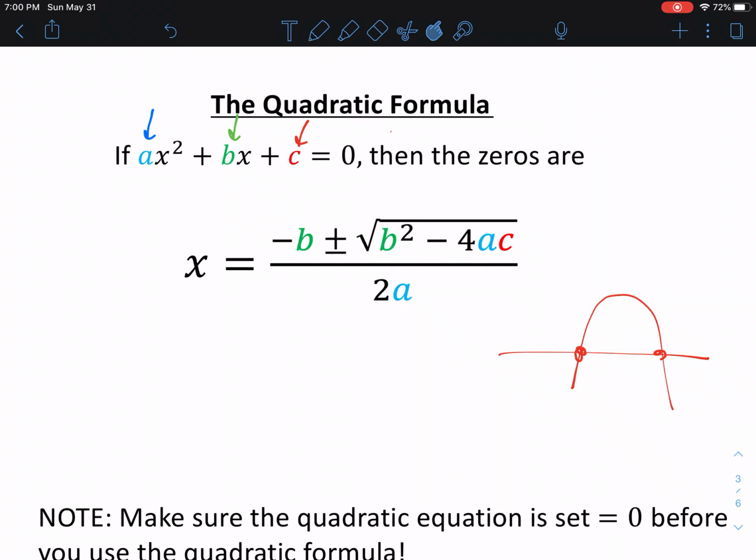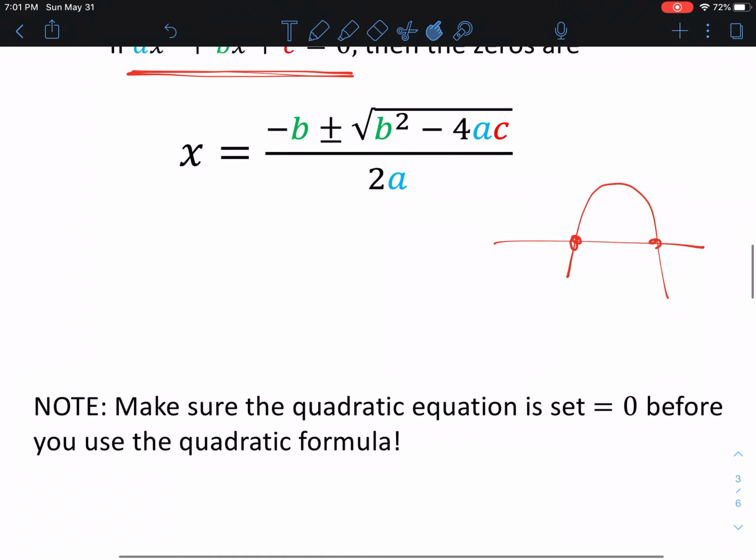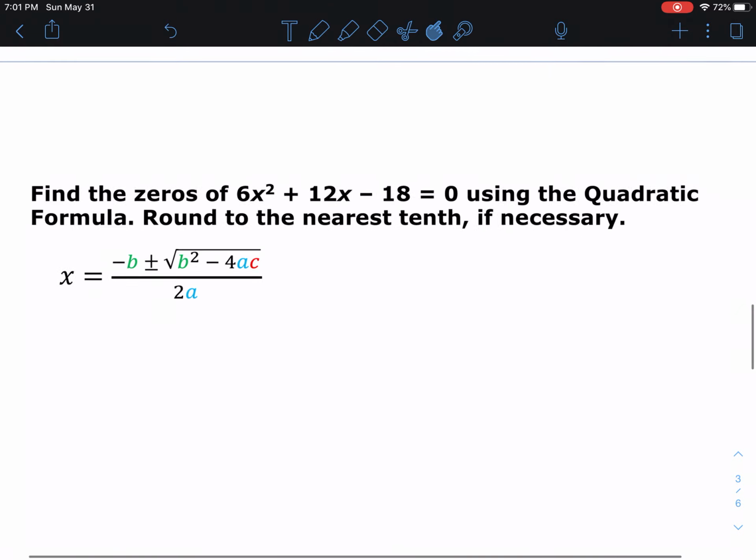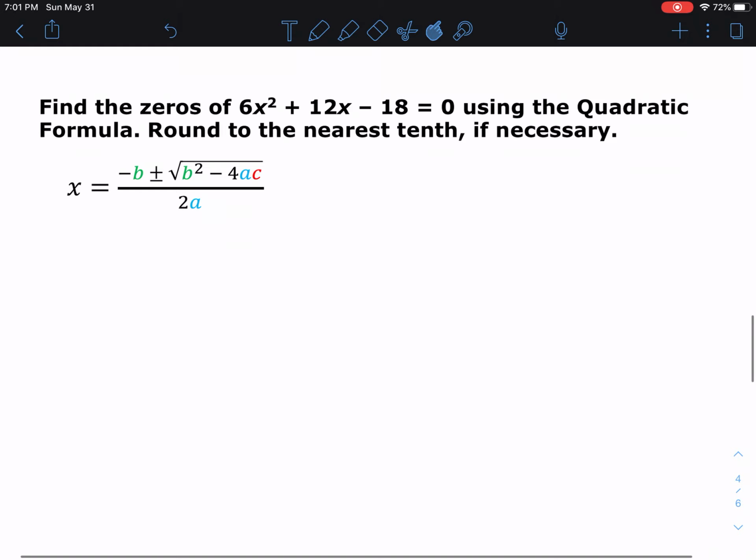When you do this, make sure your quadratic function is in standard form before you start, and it's set equal to 0. That's what I wrote down here: make sure the quadratic function equation is set equal to 0 before you use the quadratic formula. So anyways, let's try this. Find the zeros of 6x squared plus 12x minus 18 equals 0 using the quadratic formula, and then round to the nearest tenth if necessary.